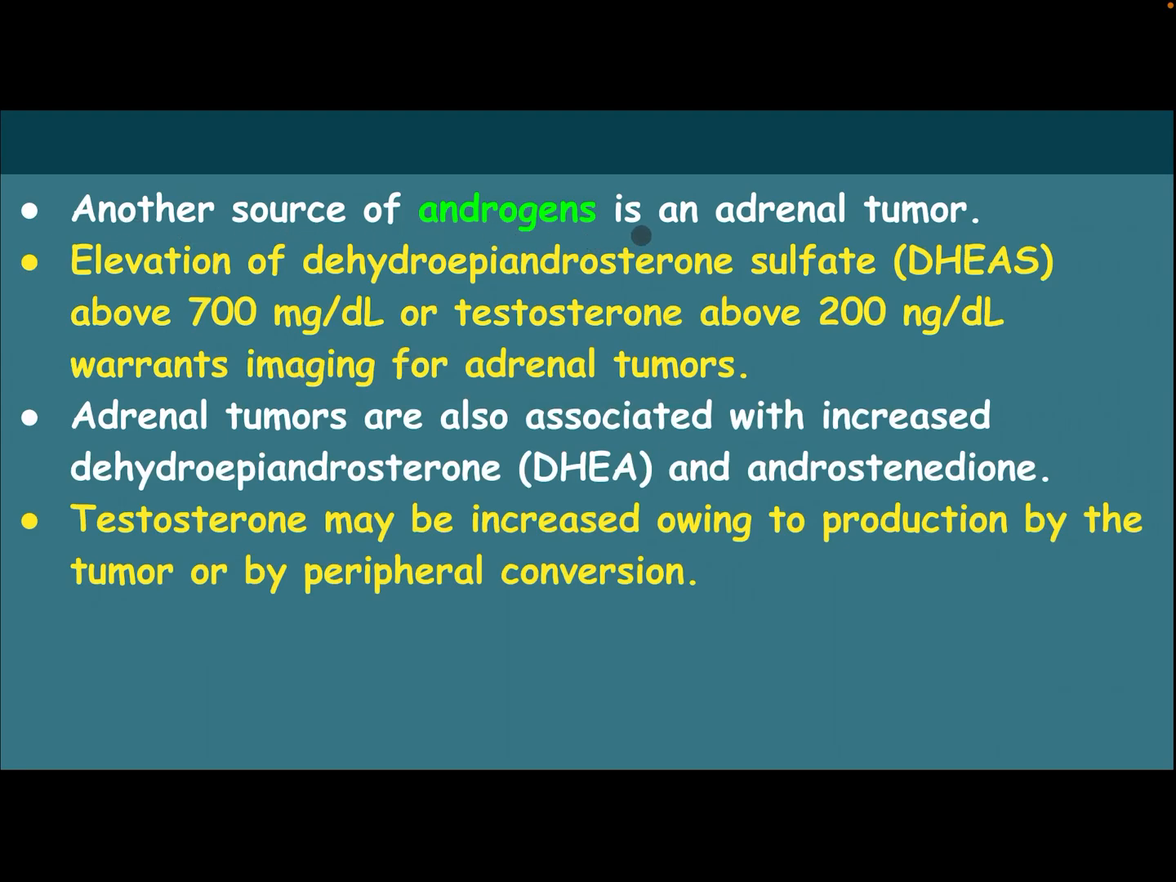Another source of androgen is an adrenal tumor. Elevation of dehydroepiandrosterone sulfate above 700 microgram per deciliter or testosterone above 200 nanogram per deciliter warrants imaging for adrenal tumor. Adrenal tumors are also associated with increased DHEA and androstenedione. Testosterone may be increased owing to production by the tumor or by peripheral conversion.